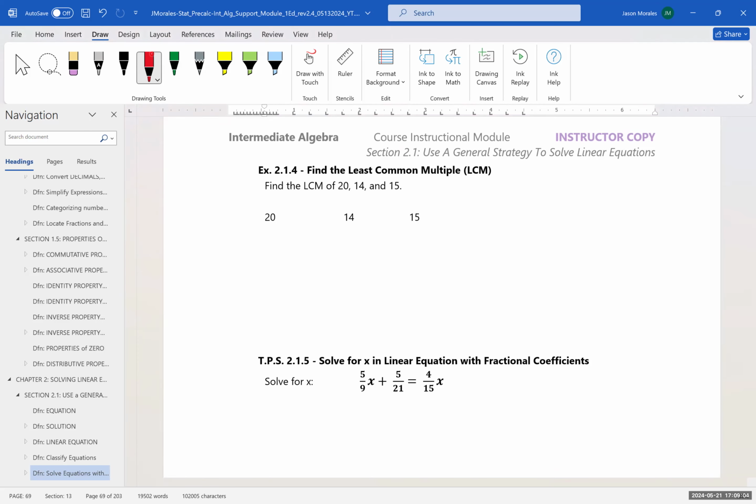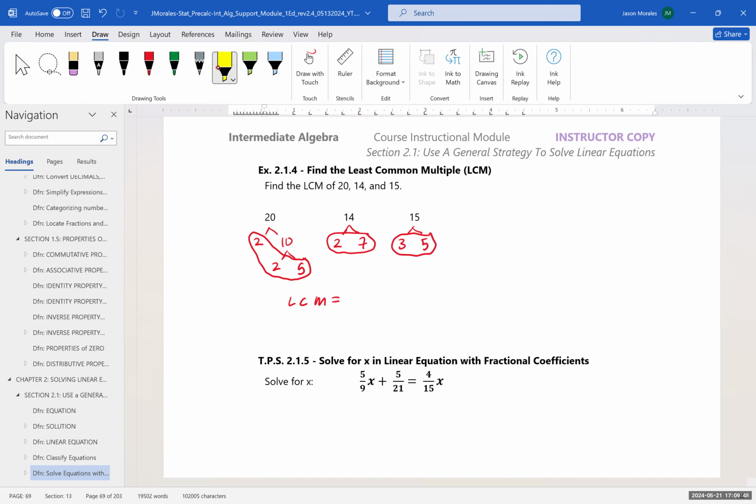So let's look at the factor tree for 20. 20 is 2 times 2 times 5. Now 14 is 2 times 7. And 15 is 3 times 5. Now the least common multiple is going to be each unique factor that was found across all trees, and the highest frequency that each unique factor occurred.